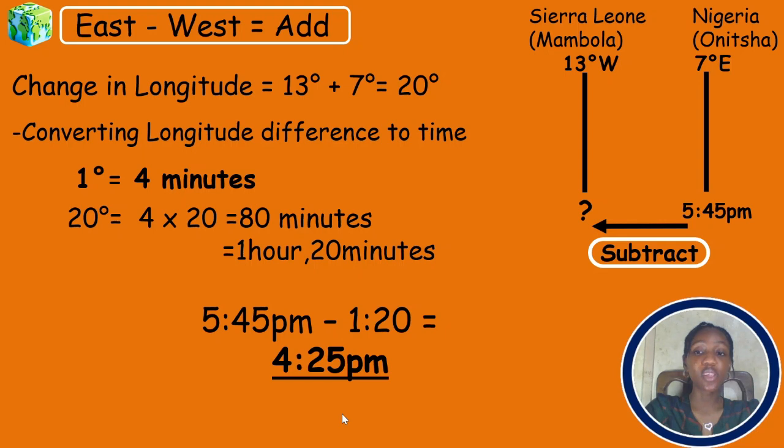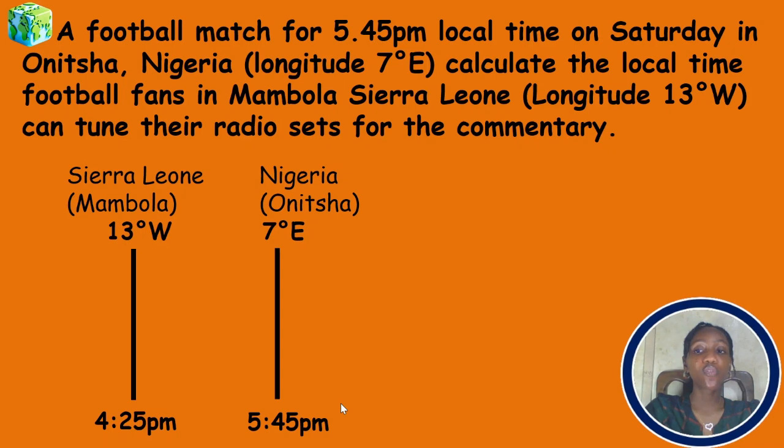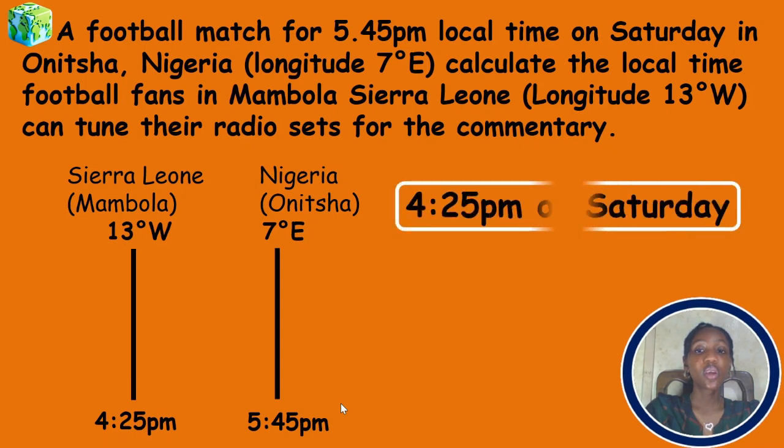1 hour 20 minutes is the same as 120, so you can carry out the subtraction as usual. If you're a bit confused, you can do so in column or vertical subtraction, which is what we demonstrated last time, as this will make subtracting in time easier. So the local football fans in Mambula, Sierra Leone, which is on longitude 13 degrees west, can tune their radio set for the commentary at 4:25 p.m. on Saturday, which is around 1 hour earlier on that same day. So in your theory, there is no need to draw this again and put the final answer in. The one you did at the beginning is sufficient.